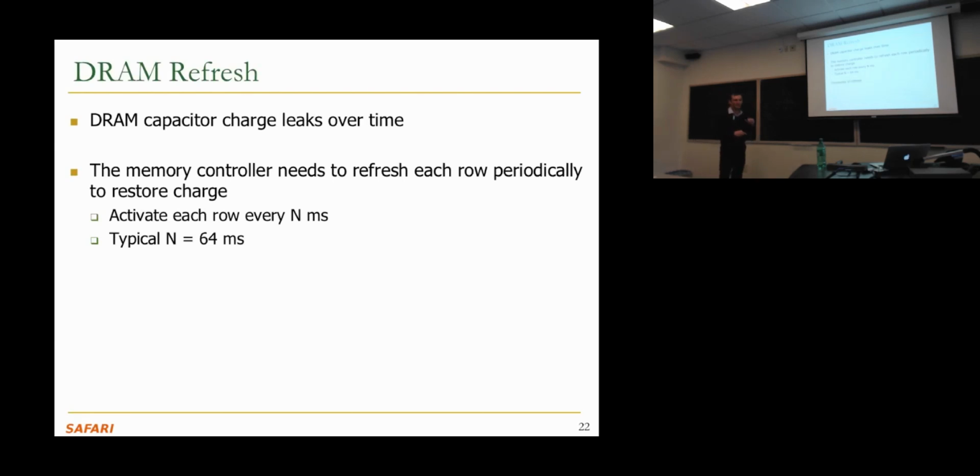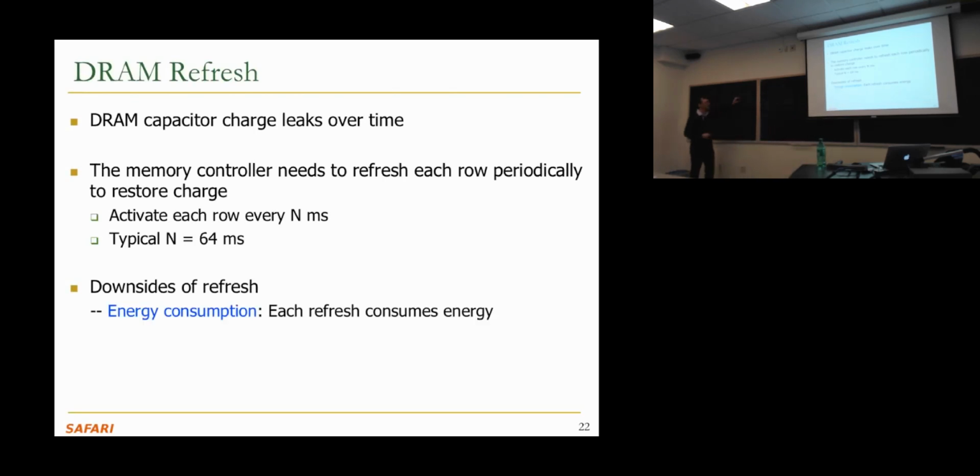So what are the downsides of this? Well, you need to do this to maintain correctness, right? You don't want to lose your data in memory. But there are downsides of it. One is it consumes energy. Each refresh actually consumes energy. It's basically what we talked about. It's basically an activate. You don't do the read because you don't need the data. You just need to activate it such that it's refreshed. And actually, you need to close the row also. So you do two of the 3 steps that we've discussed.